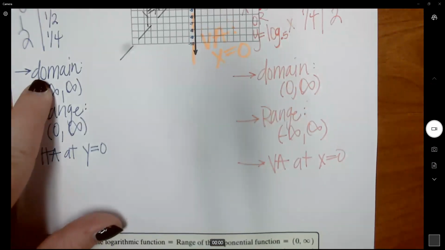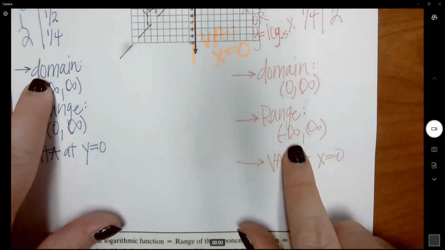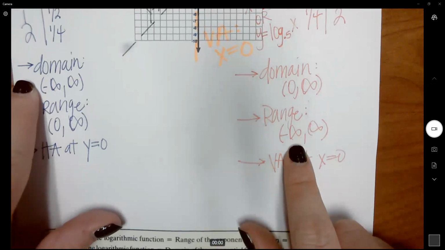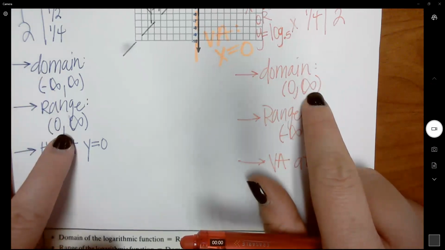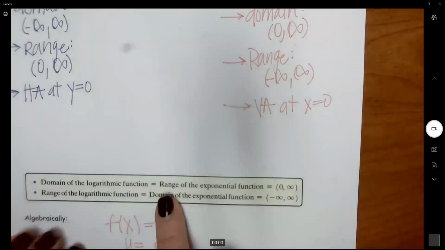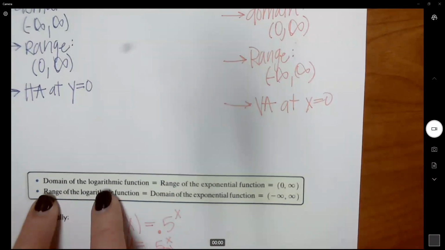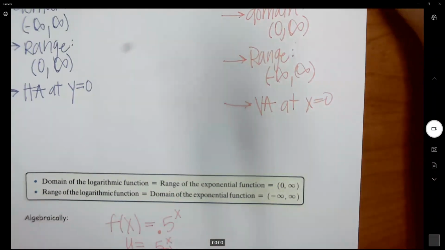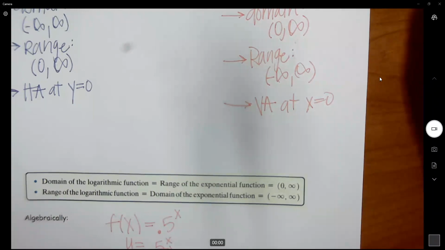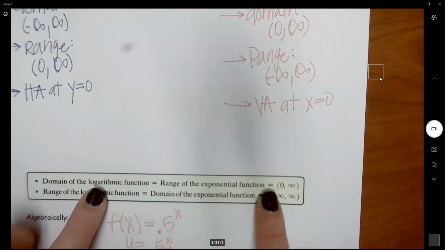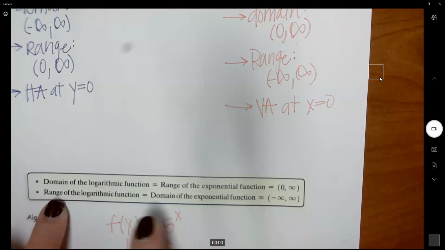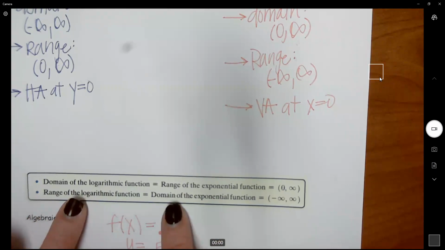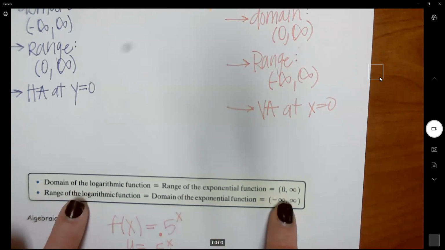And so this talks exactly about what we just went over. Notice the domain of my exponential is the same as my range of my log, while the domain of my log is the same as my range of my exponential. And so that's what it's saying right here. The domain of a log equals the range of an exponential, which is 0 to infinity. The range of a log is the same as the domain of an exponential, which is all real numbers.